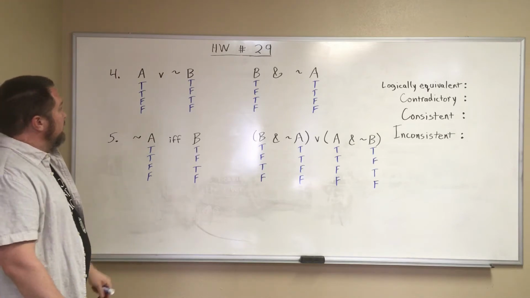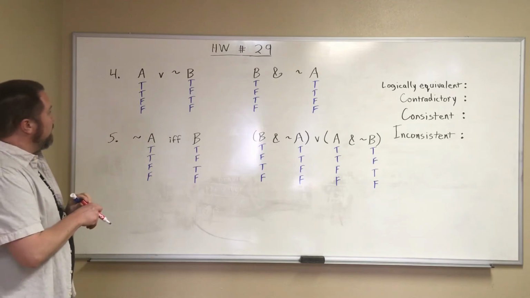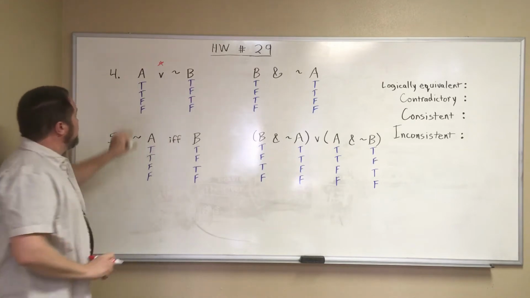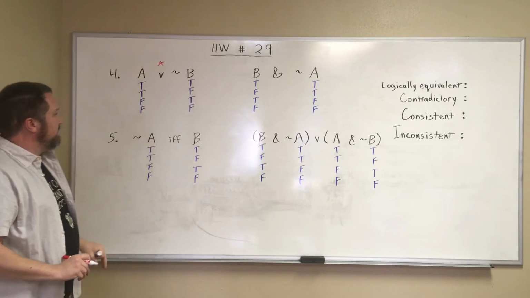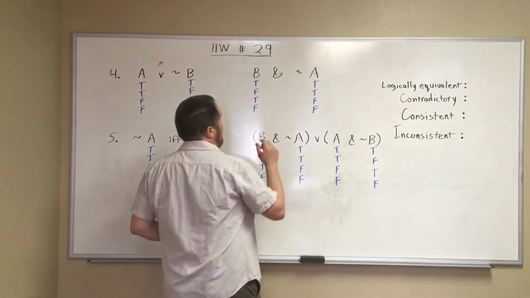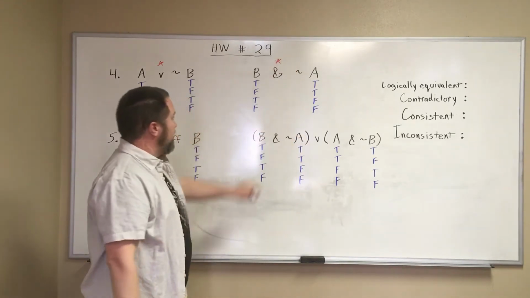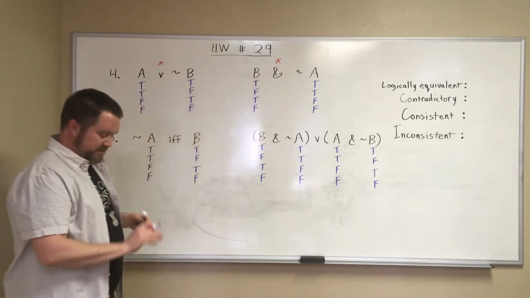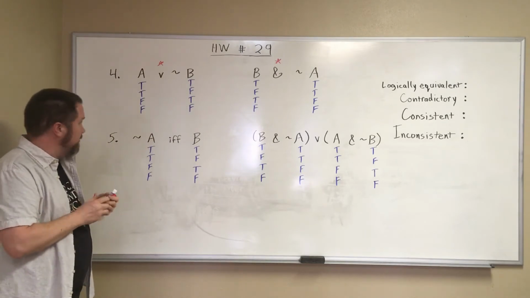So let's go ahead and, for the first problem, number 4, identify our main operator. For this one, it's going to be the disjunction, this wedge here. A is a separate entity and not B is the second disjunct. And then kind of the same thing for this one, B and not A. The main operator is going to be this conjunction, the ampersand. B is its own entity, and then not A is the second conjunct. All right, so let's fill out the truth tables for both of those.